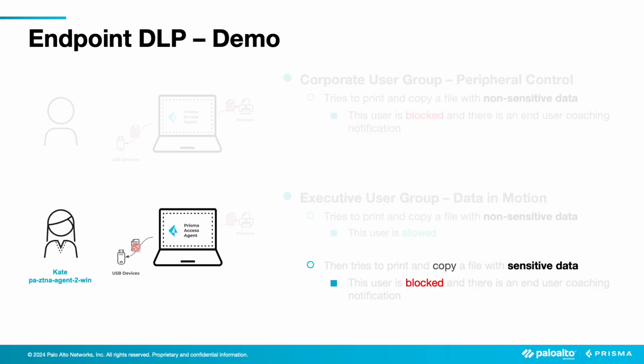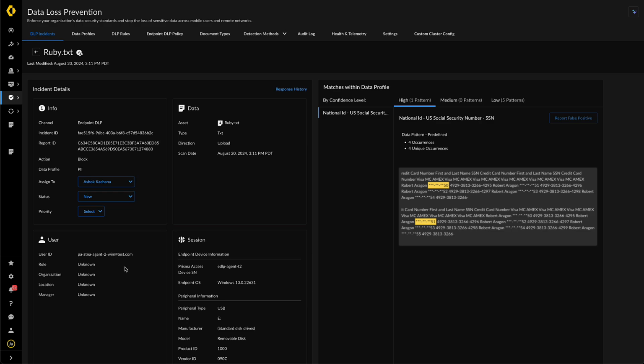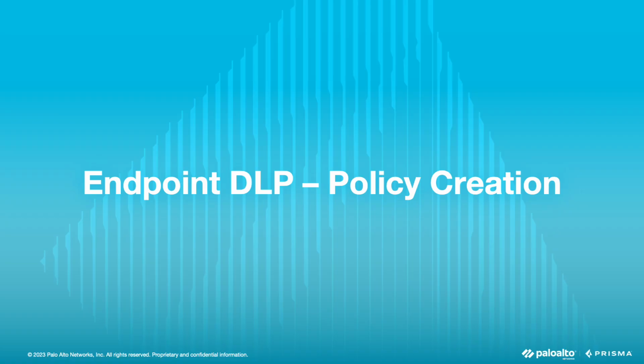The final incident is the data in motion control for Kate with username PAZTNA Agent 2Win, blocking the copying of a document containing sensitive data to a USB drive. The last part of the demo is showing how policy is created.